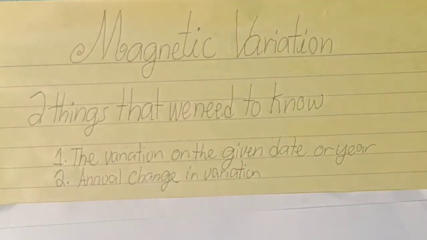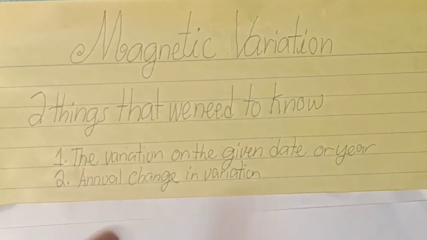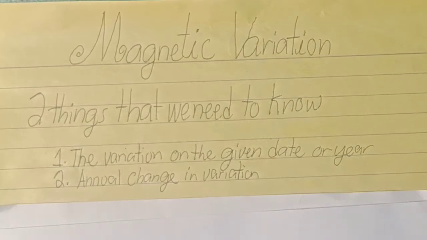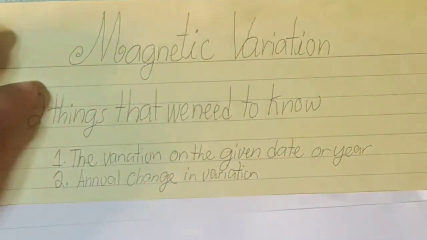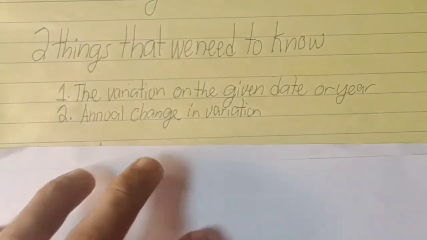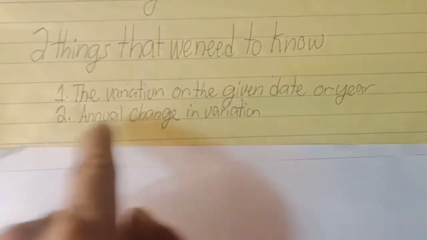There are two things that we need to know before calculating the magnetic variation. One is the variation of the given date or year. Two is the annual change in variation. I will be giving an example to easily understand these two.